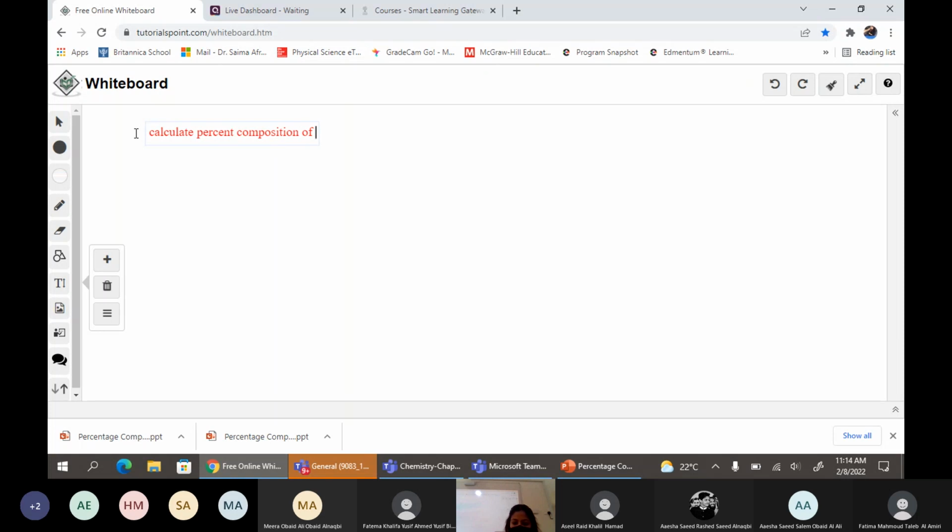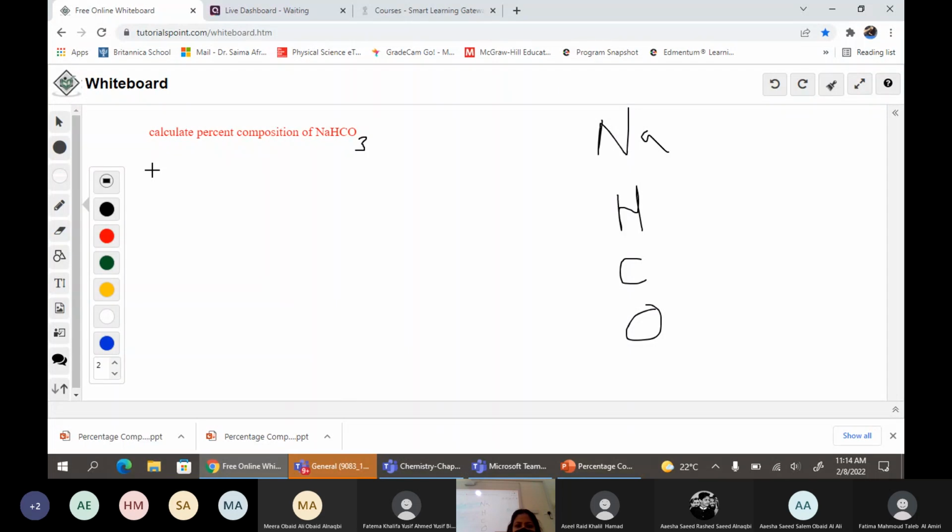of NaHCO3. NaHCO3, which is commonly known as baking soda. How many elements are here in this formula? How many ingredients are we having? 4. We have sodium, we have hydrogen, we have carbon, and we have oxygen. You use the same formula which I explained to you already, and I want you to try it by yourself.